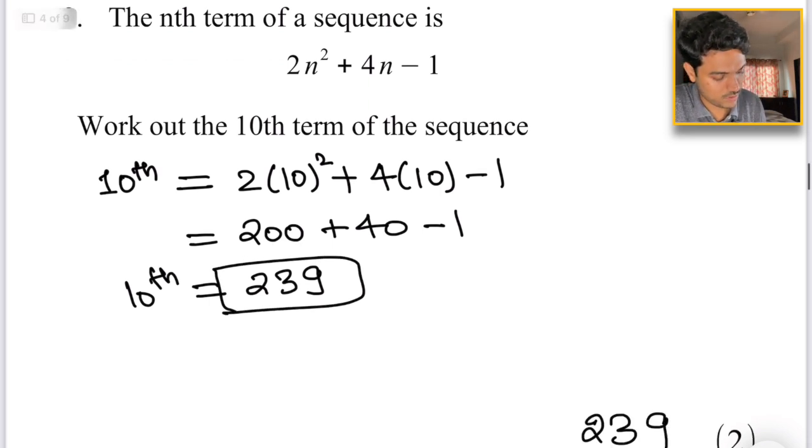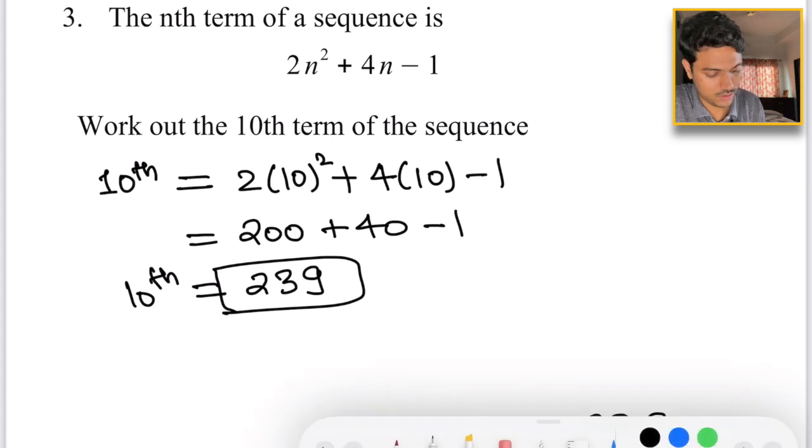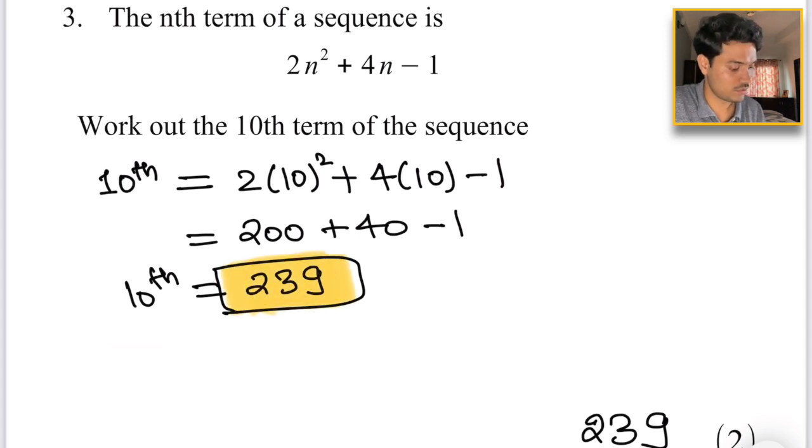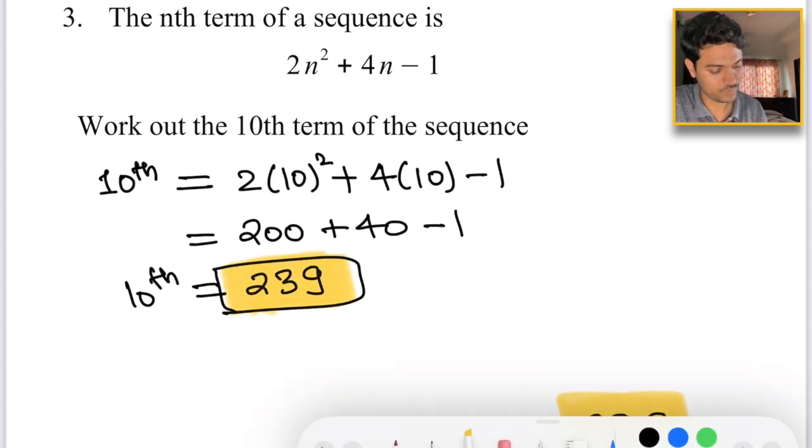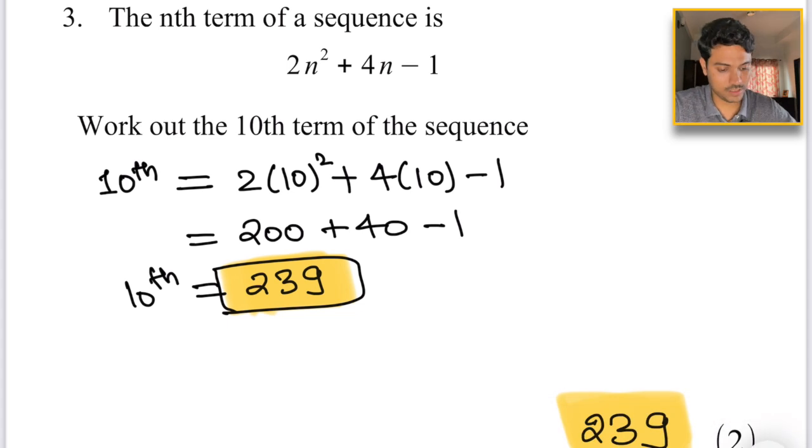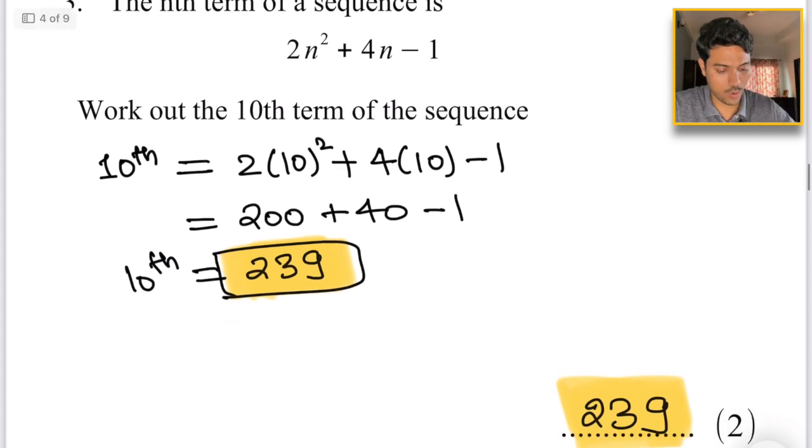239. So this is the answer. 239 is the 10th term. I hope this is helpful. Let's check one more.